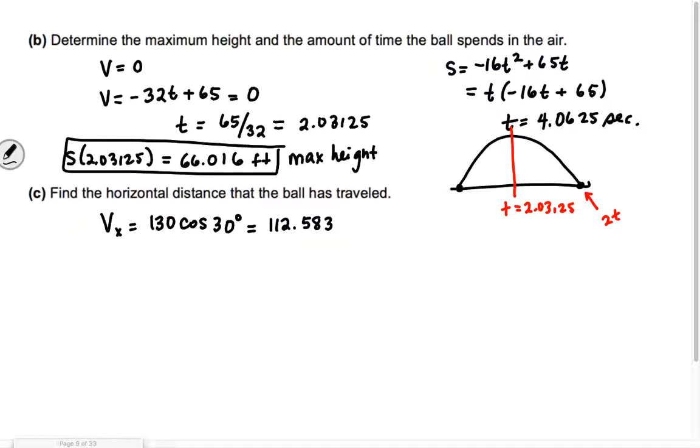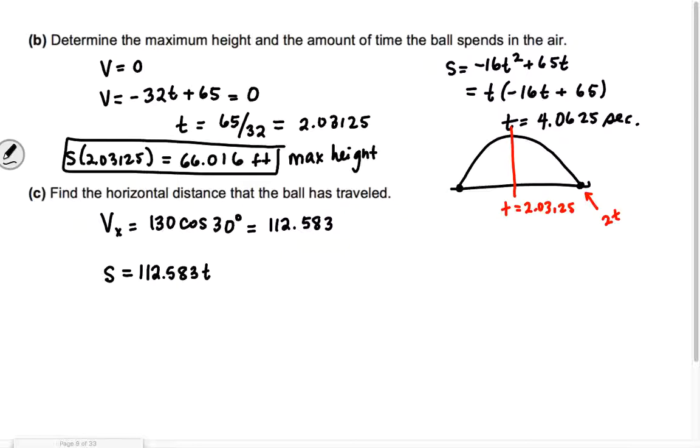And our position function then in the x direction is every second I gain 112.583 feet. That's pretty fast. So my position function in the x direction is going to be 112.583t. That's all it is. There's no acceleration due to gravity that's pulling it down or anything. If there was no gravity, it would continue in that direction.